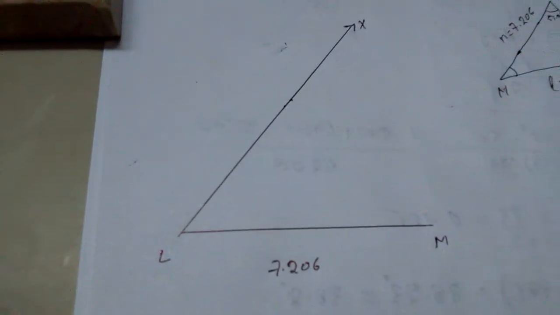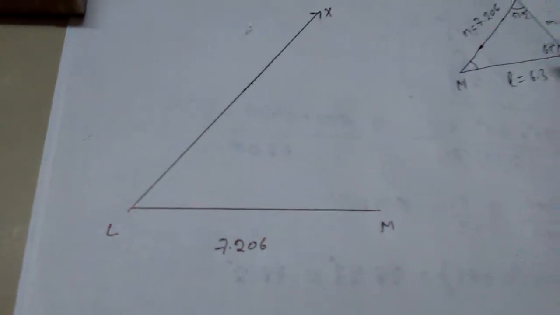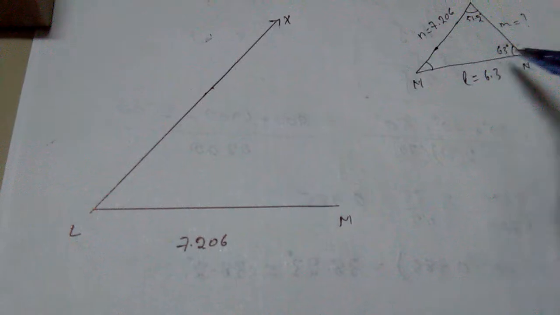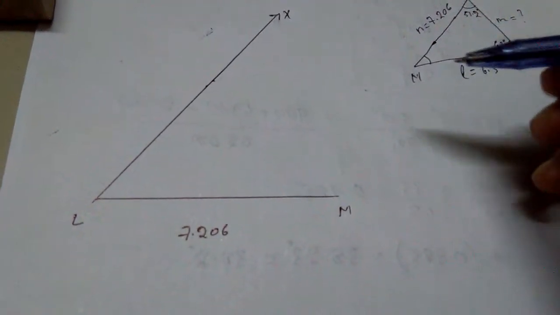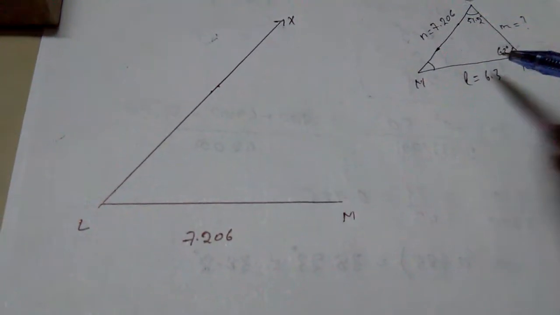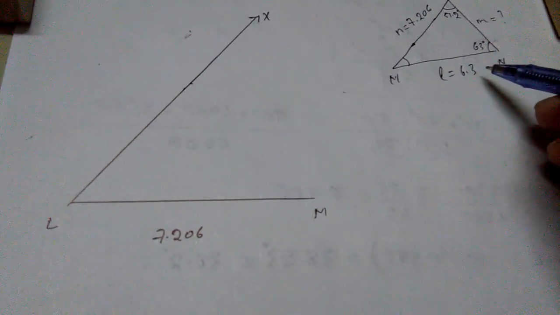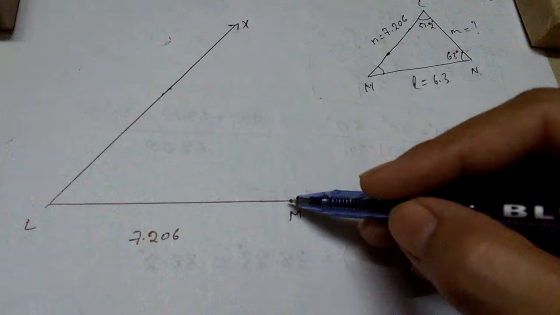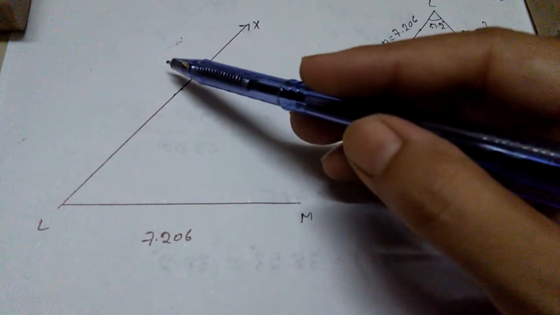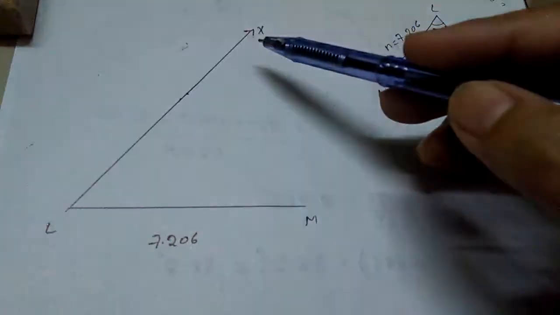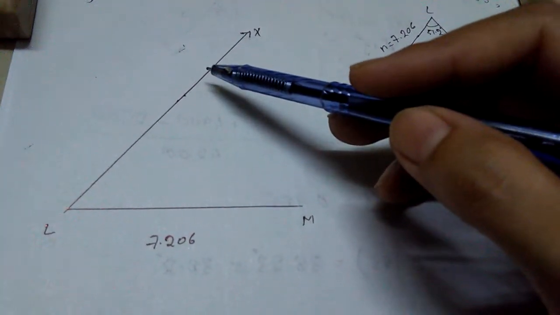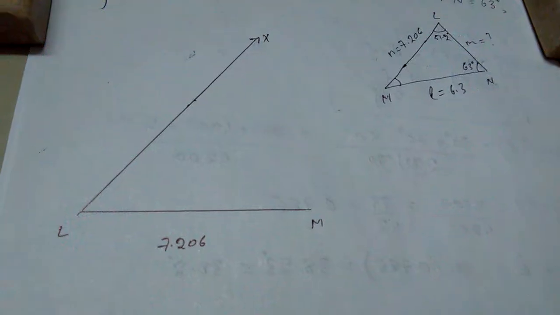Now what I have to do, I've been provided here length MN. So now I'm going to use a compass, and I will stretch my compass up to 6.3 units. Alright, and I will put my needle at point M, and I'm going to draw an arc that is going to intersect this ray LX at a certain point, and that point is what you call the vertex N. Okay, so let us do it.